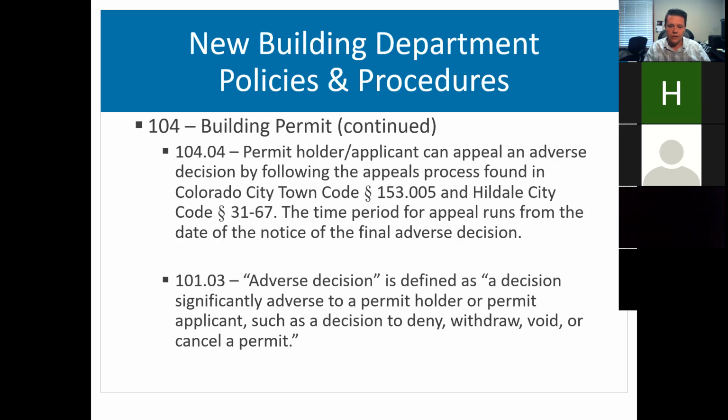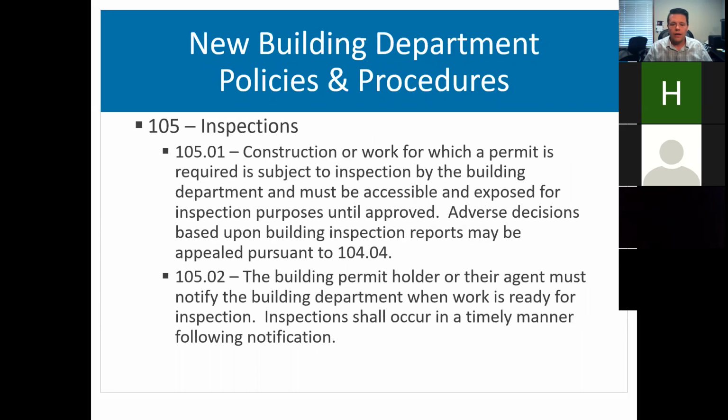What is an adverse decision? It's any decision that's significantly adverse to a permit holder. Examples could be denying a permit, withdrawing it, voiding or canceling a permit, but it could be other things such as rejecting a permit application from planning and zoning review or anything like that. If it's a significantly adverse decision on a building permit application, then they have a right to appeal.